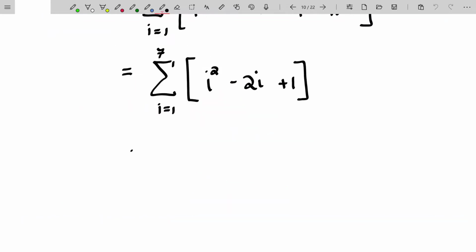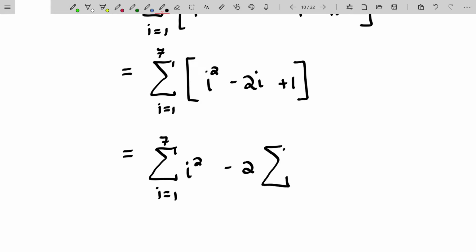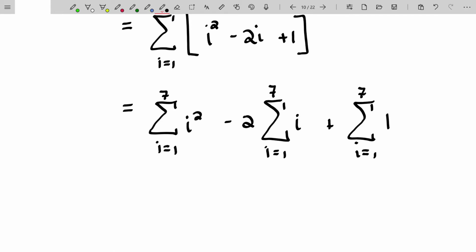As long as the summation is finite, you can split this. So this is the sum i equals 1 to 7 of i squared, minus 2 times the sum. Notice how I did that. I immediately factored out the constant. i equals 1 to 7 of i, plus the summation i equals 1 to 7 of 1. Again, we have formulas for all three of these summations.